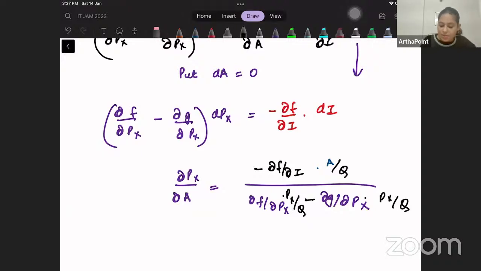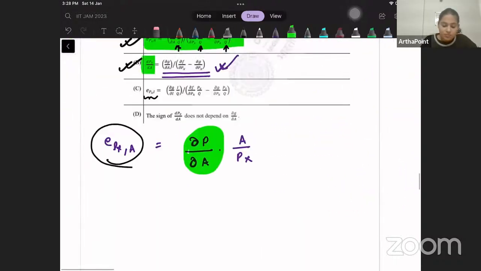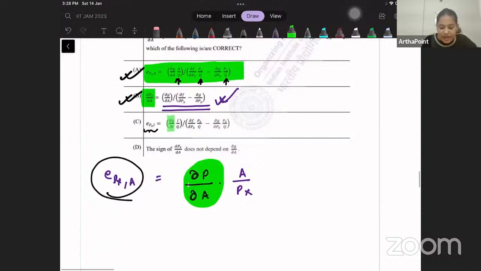And A becomes I, because it is with respect to I, with respect to income. So if you notice, I have minus del F by del I in the numerator, and here they have given me del G by del I in the numerator. This is incorrect. Del G by del I was there for the first one. Here I have del F by del I. This is not correct.